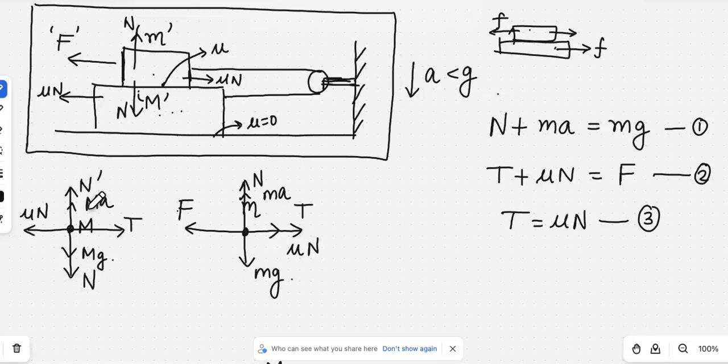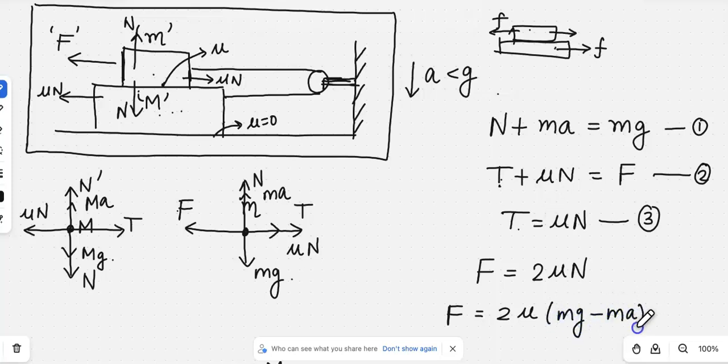So that's why it is better to write this as well. Okay, so now we have T equal to mu n. So now F will become 2 times mu n. I just substituted T equal to mu n in this second equation. Now what is n? So n can be found out from the first equation. You can see from here n is mg minus ma. So this is mg minus ma. So this is the force which is required in this new case, so that this whole system is in equilibrium. Okay, so let's go to the next case, right?